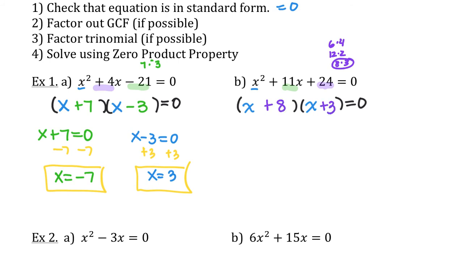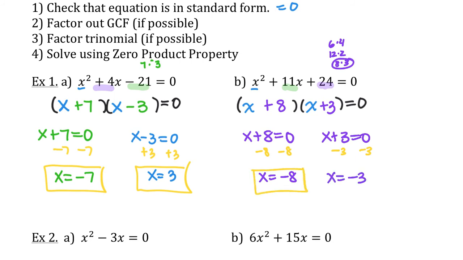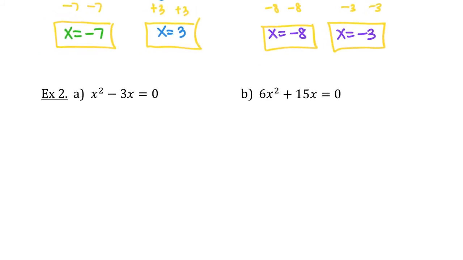Okay, once I have it factored, I'm going to use the zero product property to solve. Okay, so I got x equals negative 8 or x equals negative 3 as my two possible answers. And because this was x to the second, or degree 2, I was expecting 2 answers. Okay, let's check the next ones.